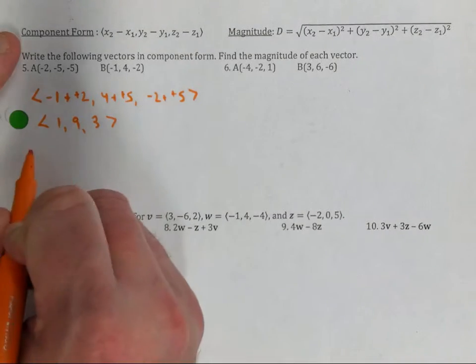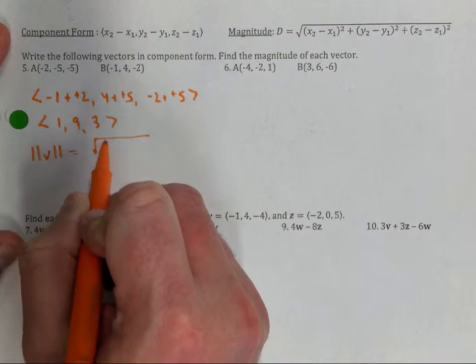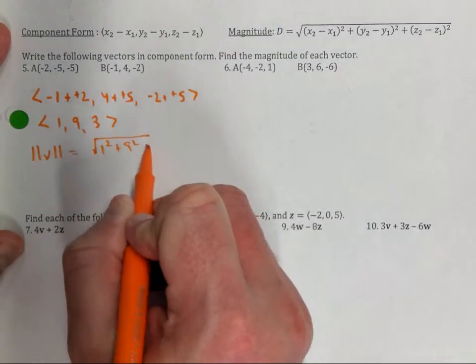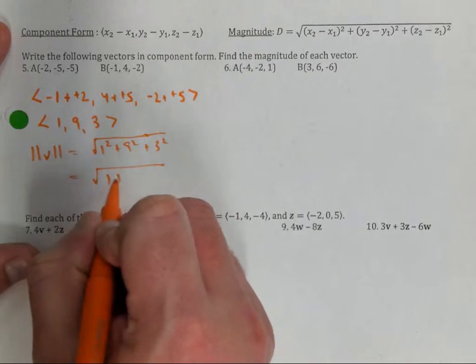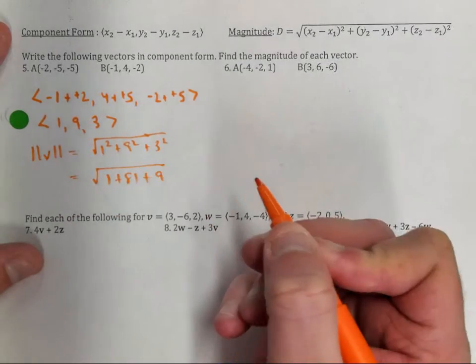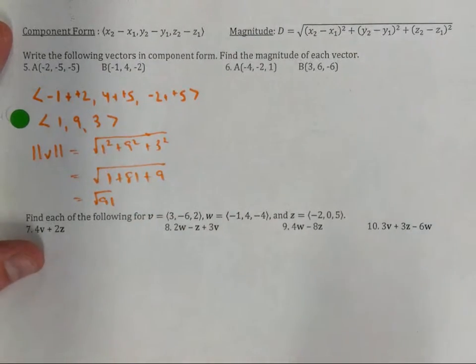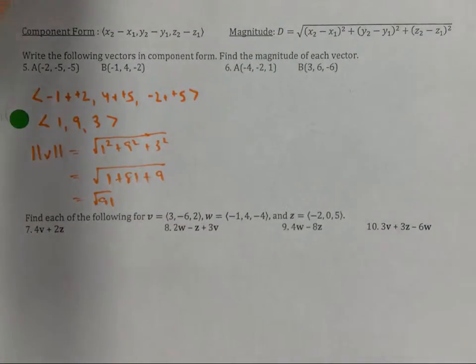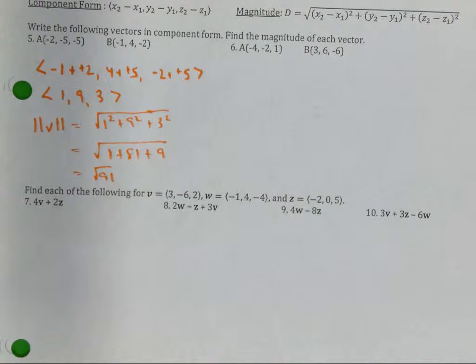Now to find the magnitude of this vector. 1 squared plus 9 squared plus 3 squared. Does anything go on 91? Yeah, I think that's as far as you go on that.